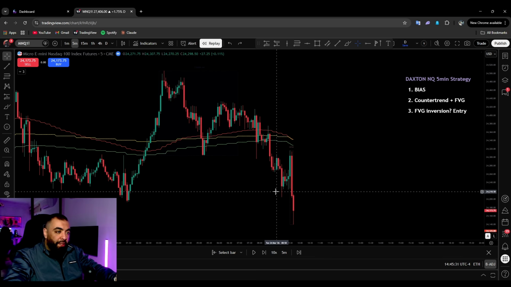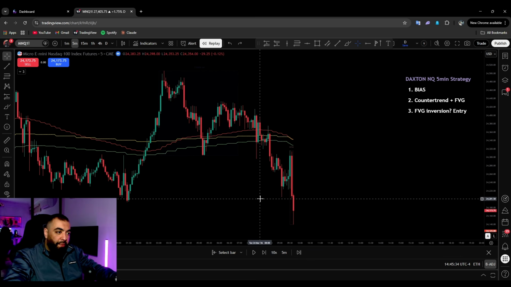I said that the price is under the 3 EMAs. I will be looking for shorts. Let's look for a bullish fair value gap.